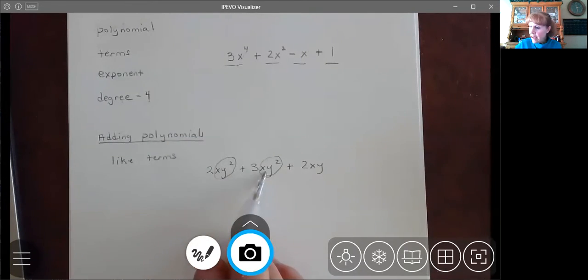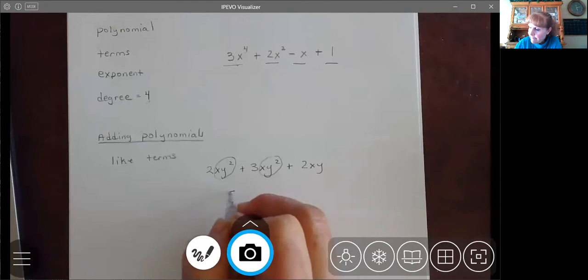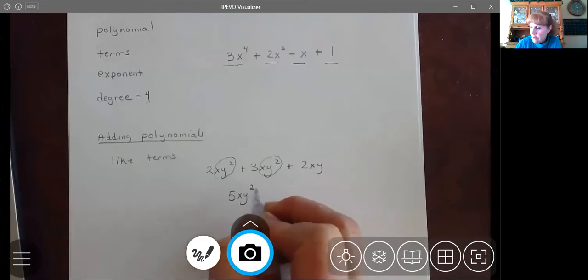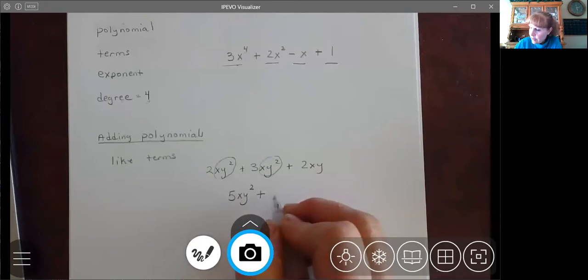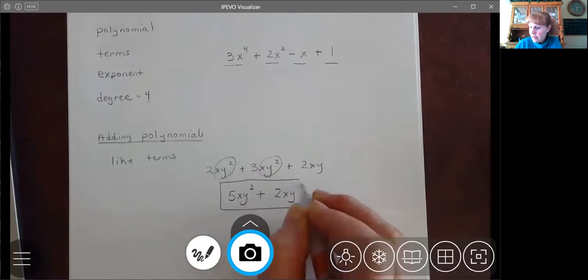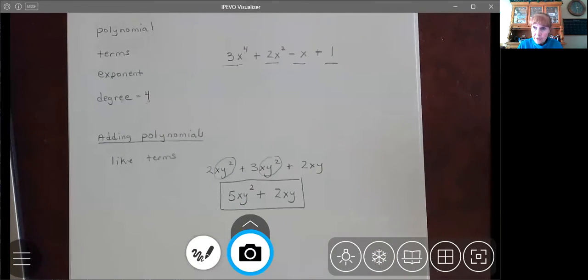When these groups match, you can combine the 2 and the 3, and you have 5 of those xy squareds. This one has to stay separate. It does not match exactly these other groups, so it will stay. That's as far as you can simplify it. You're done. So mainly in this section, we're going to be adding and subtracting polynomials, which means you need to combine similar terms or like terms. That's kind of what we'll be doing.